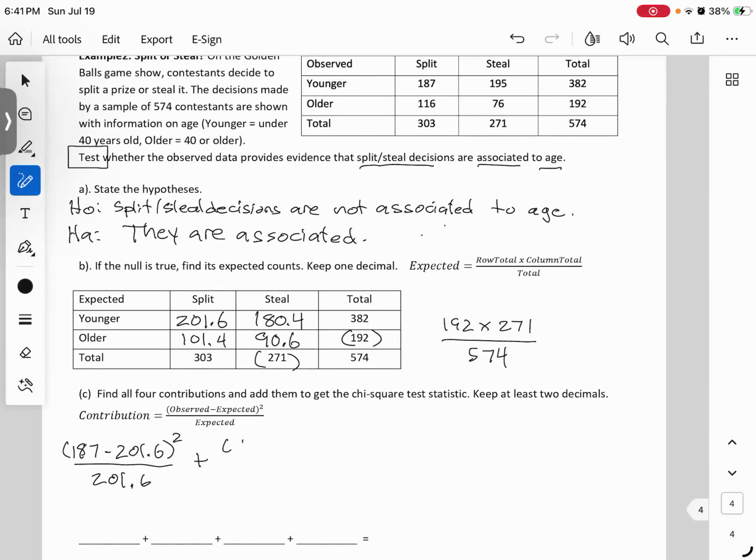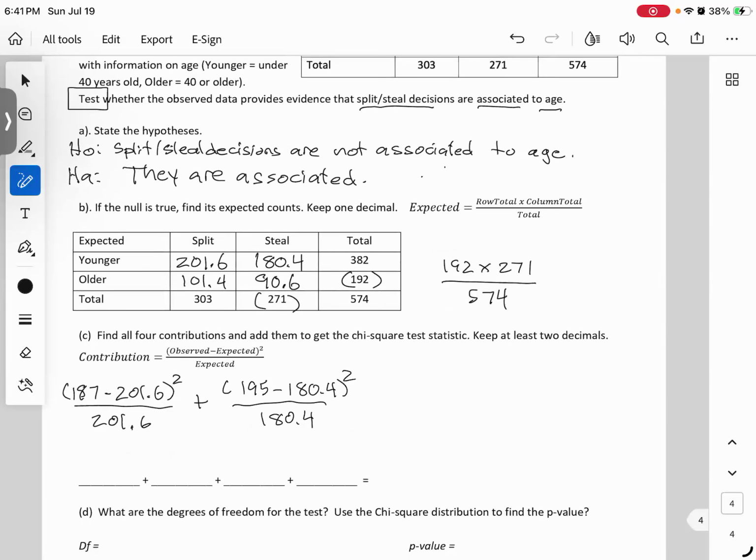And then we're going to do the 195 minus the 180.4 squared over the 180. And again, you would put each of these into your calculator, and as you're doing them, just start to collect them down below, which I haven't done yet, but here they come. You'd have a 1.06, you would have a 1.18, then you would finish your last two.